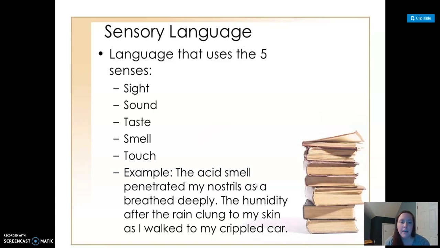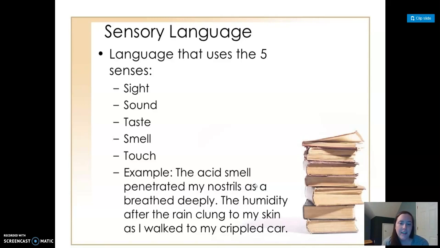So your sight, or what you see, what something looks like; the sound, what you hear; taste; smell; and then touch. What does it feel like? Is it plastic? Is it glass? Is it cloth? Is it smooth or silky or bumpy or rubbery or whatever?